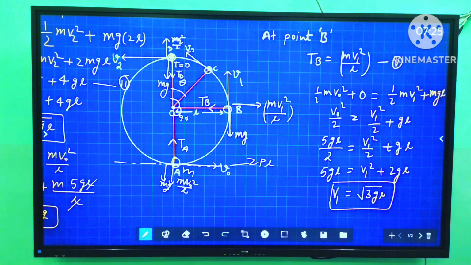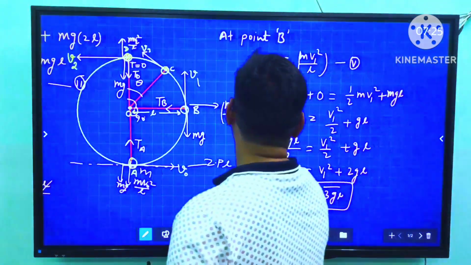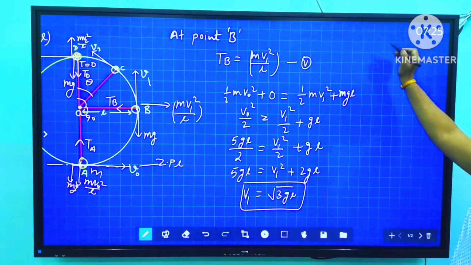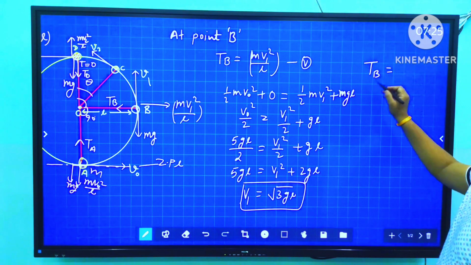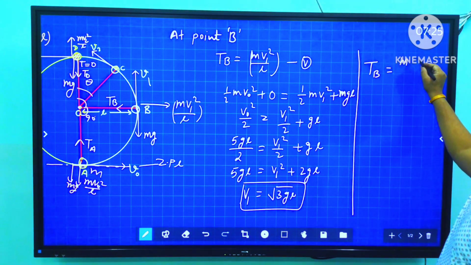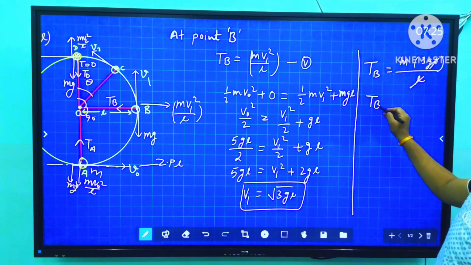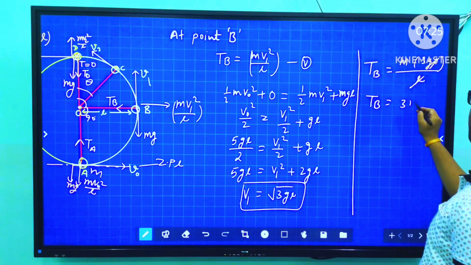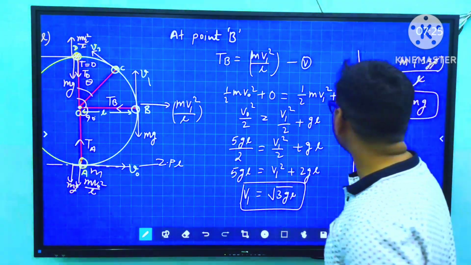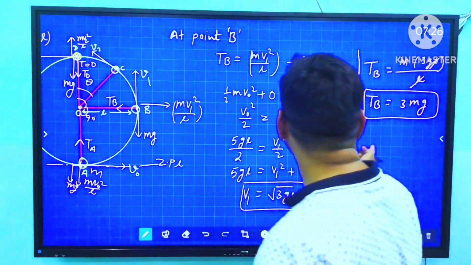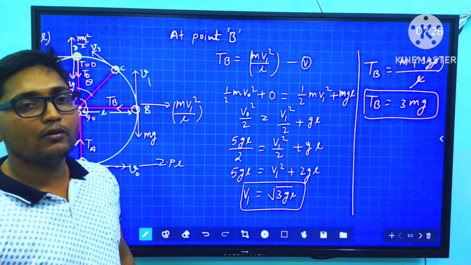Now as we have calculated v1, we can calculate the tension at point B in the string by putting the value of v1 in equation number 5. So we can just place the value of v1 in equation 5, and the tension TB is equal to m v1 square, which is 3gL, divided by L, L cancels out, tension at point B will be 3mg. That is, the tension is decreasing: it was 6 times the weight of the mass at the lowermost point, and it becomes 3 times the weight of the bob at the point at which the string makes a 90-degree angle with the vertical.